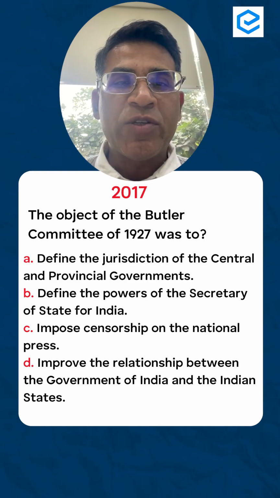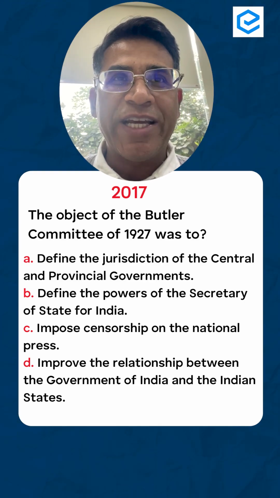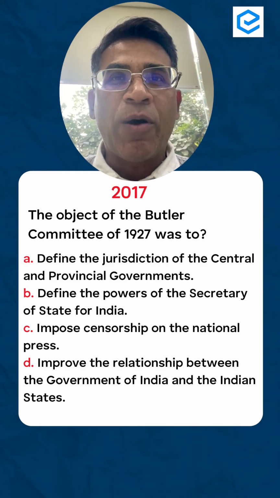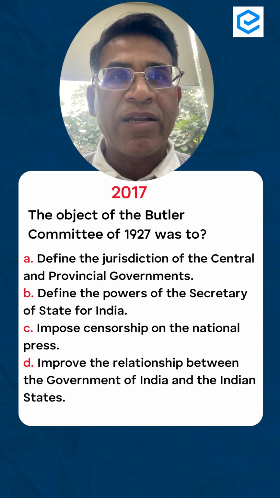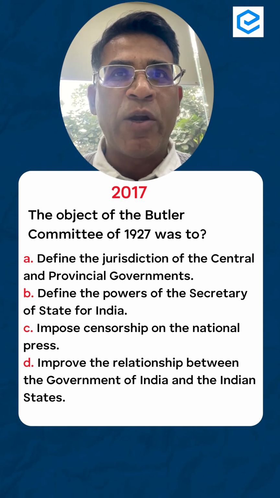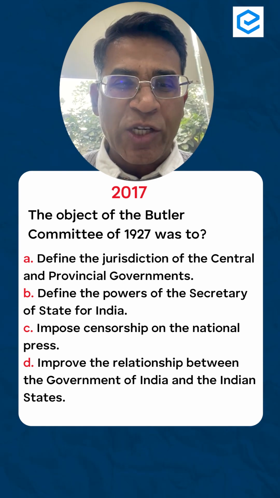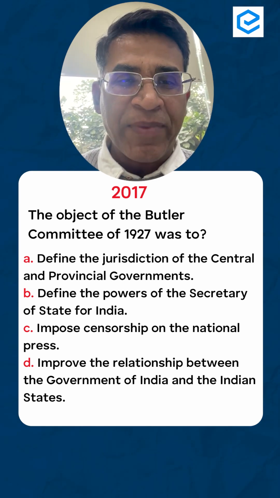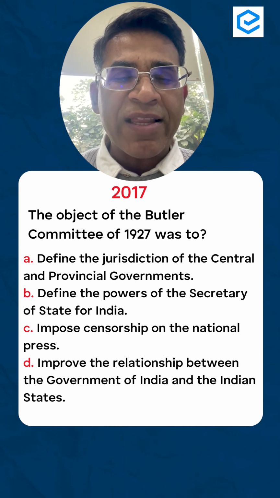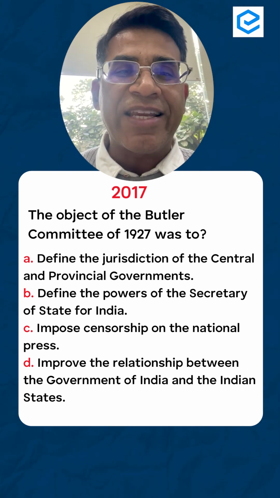So this question, which was asked in 2017 GS Prelims PYQ, what was the objective of Butler Committee of 1927? It is about improving the relationship between Government of India and Indian states. But see, the learning from this question is not getting this question right. The learning is from what are the other three statements, other three choices.